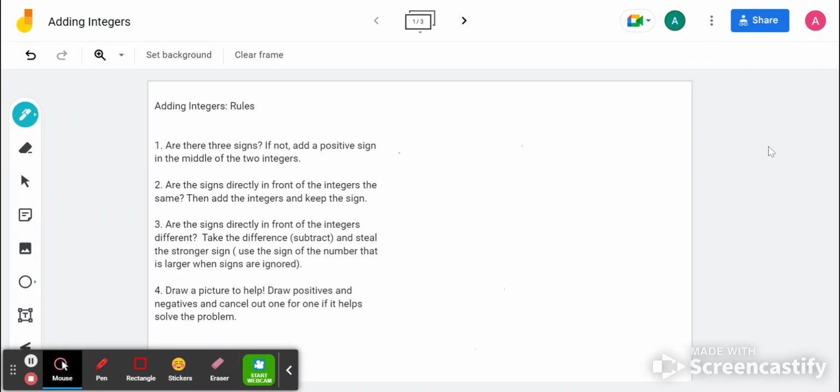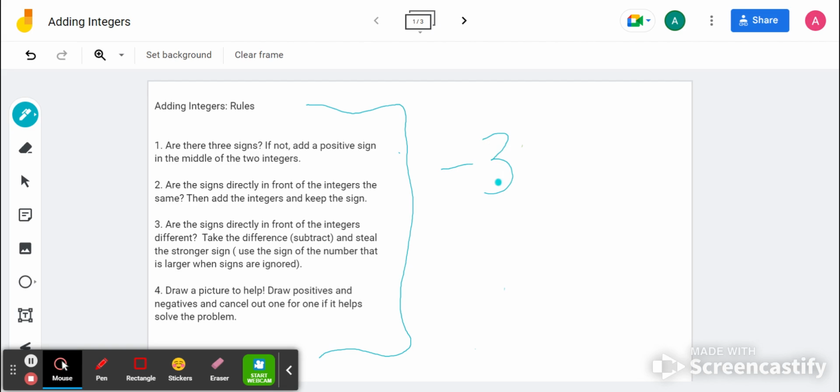Hello, so today we are going to be working on adding integers. These rules to the left provide us with explicit instructions of what we need to do when we are adding two integers. So that would imply that the middle sign is going to be positive. So let's get started.